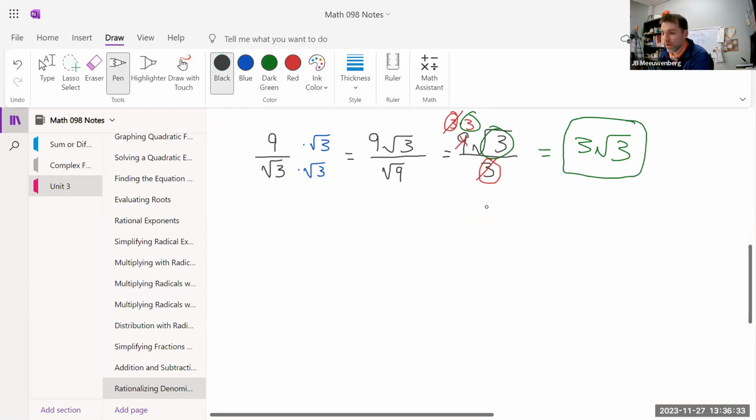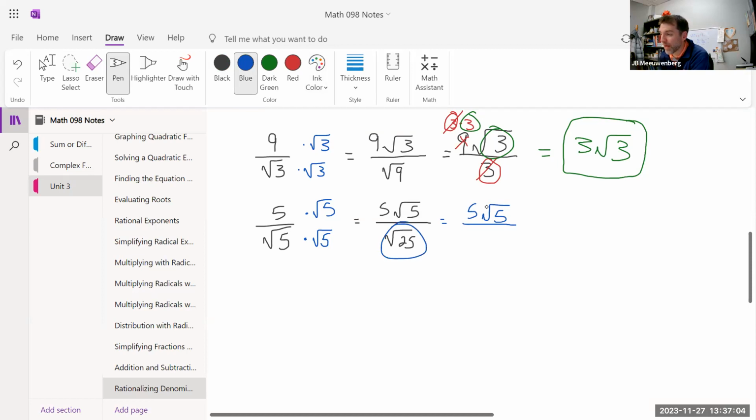Next one. Let's do 5 over radical 5. Take a moment and try this on your own. I'll keep going. We multiply by radical 5 on top and on bottom. On top, we have 5 radical 5. On the bottom, we have the square root of 25. Again, 5 times 5. That denominator can be simplified to be 5, and then these cancel, and all we're left with is radical 5.